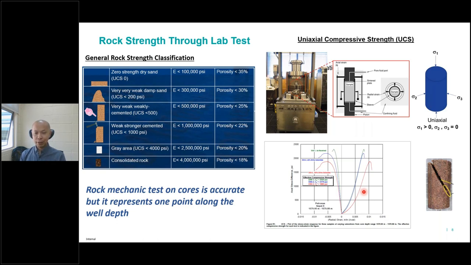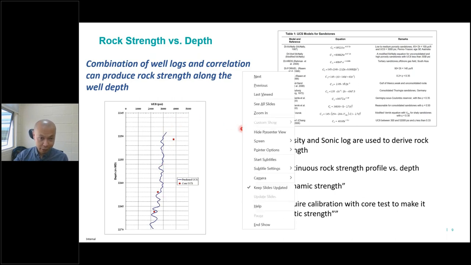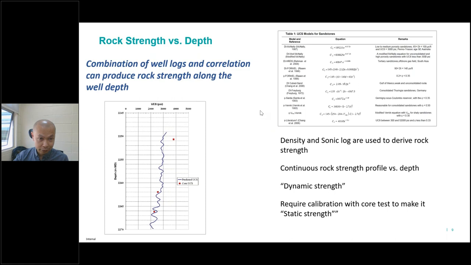So how can we get the profile basically? Because one depth doesn't mean anything. To answer that, we need to build the rock strength versus depth. We use logs to derive this rock strength versus depth. If you look at here, let me zoom in first on this chart.